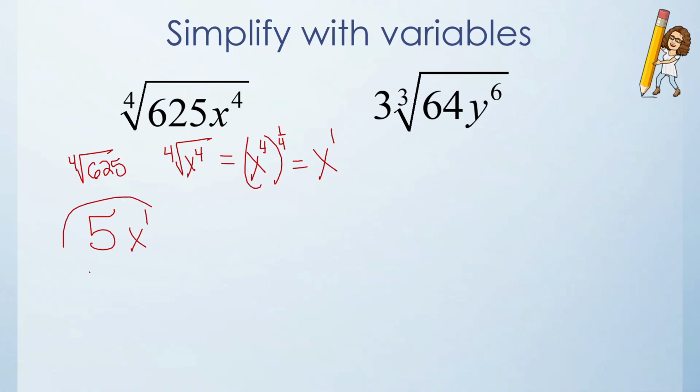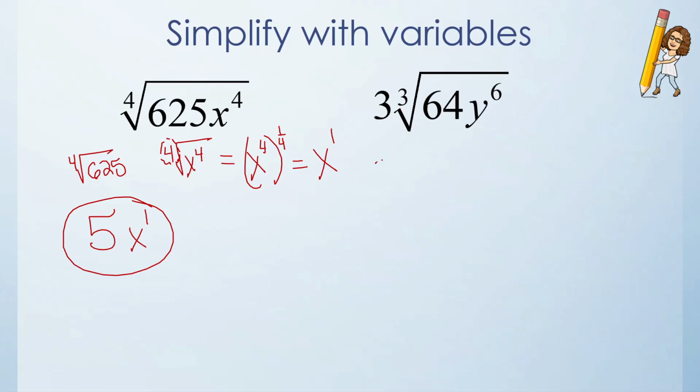So my official answer is 5x to the first. Another way to look at this, your index tells you how many of each group you have to have to get out of the radical. So I need to have groups of 4 to get out of the radical. How many groups of 4 can I make out of 4? 1. There's no one left behind under the radical. Everyone was able to get out of there. So that's another way to look at it. I'll show both ways for a little bit, and then I'm mostly going to talk about the groups.